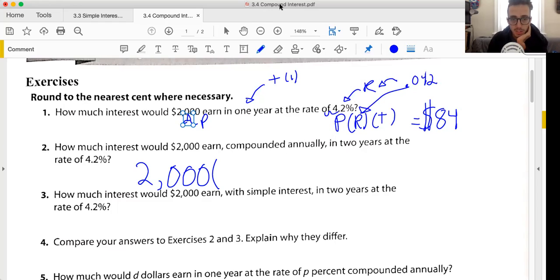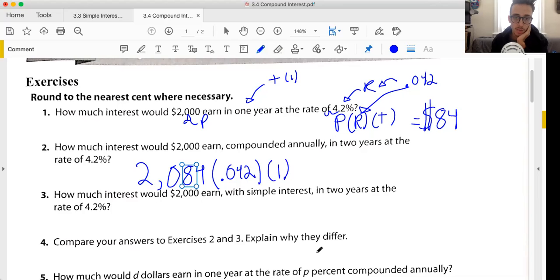How much interest would $2,000 earn compounded annually in 2 years at the rate of 4.2? Well, recall that now that we are shifting gears, we don't quite just have 2,000 in the bank. How much do we have? We actually have the 2,000 and the 84 from the previous year. So put that in, $2,084. And this is now over the increment of 0.042 for the rate. And this is now just one more year because, again, this is after 1 year, it's 2,084.